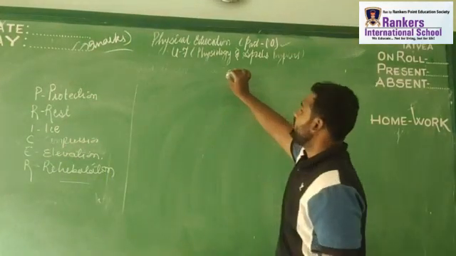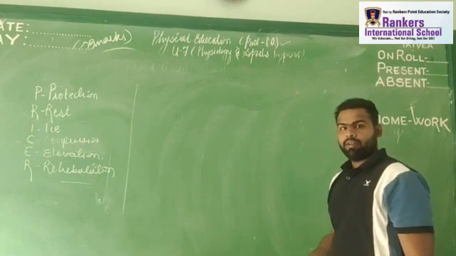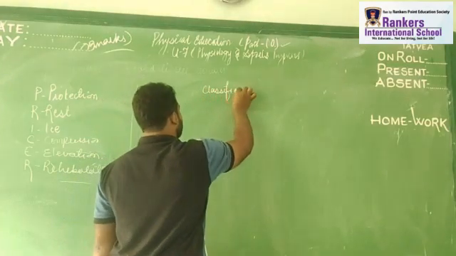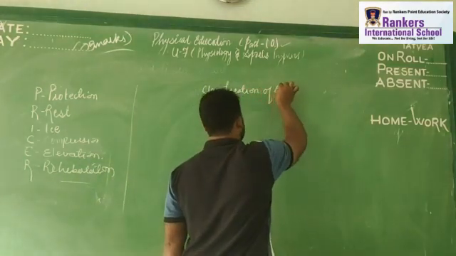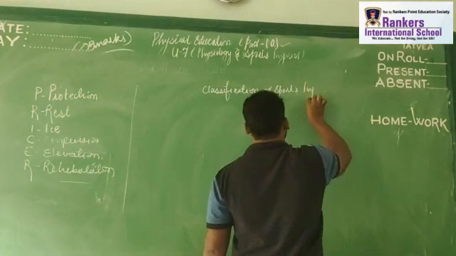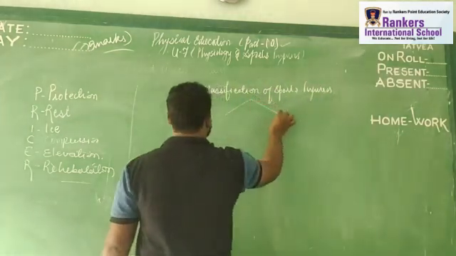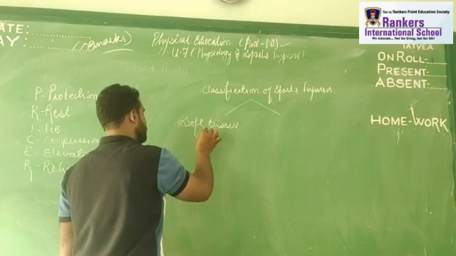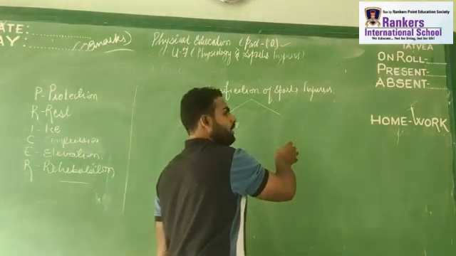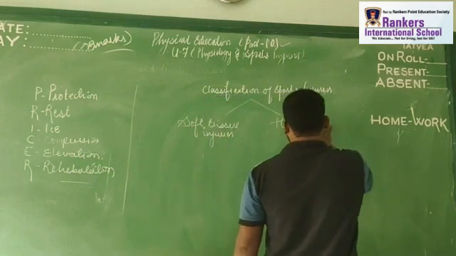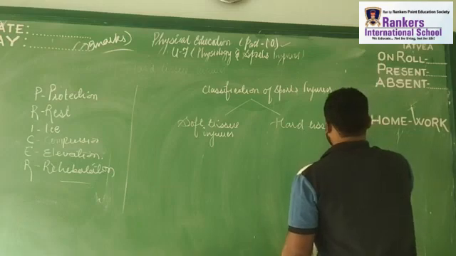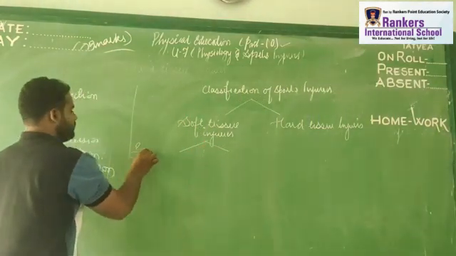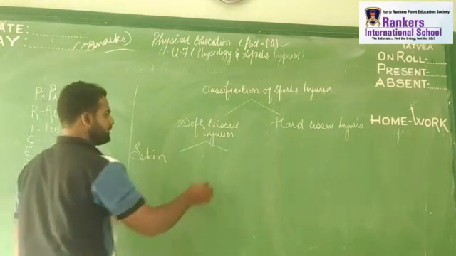So where we had started with soft tissue injury, right? So let's write it here. Classification of sports injury in short. Sports injury. We all know there are 2 types of injury: soft tissue injury and hard tissue injury. When we talk about soft tissue injury, there are again 2 things: injuries over the skin and injuries over muscles.